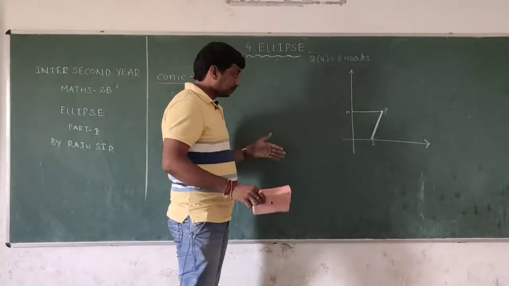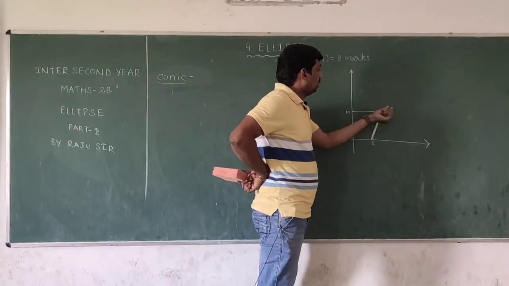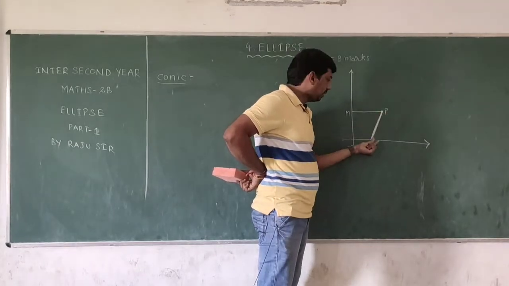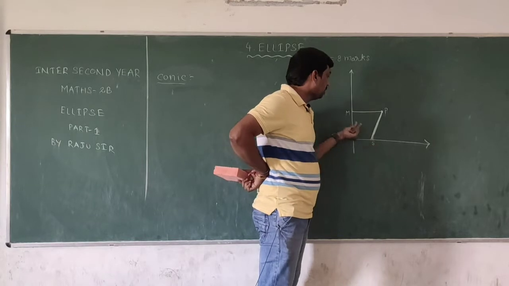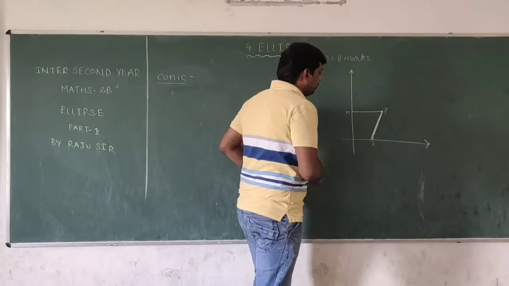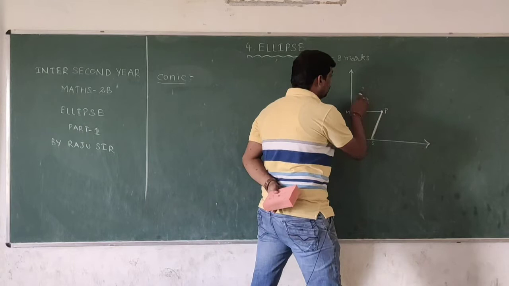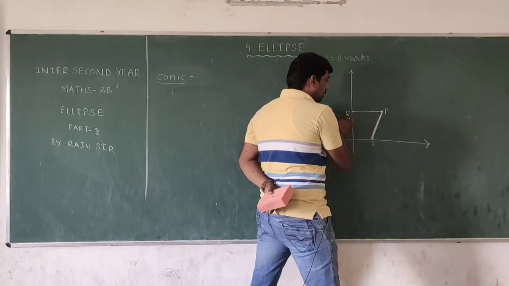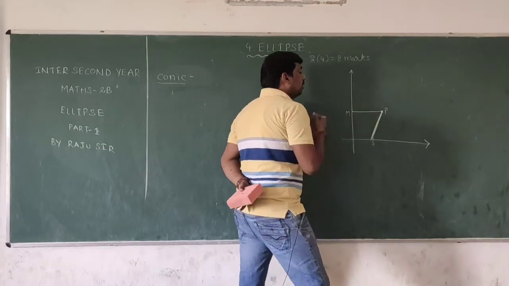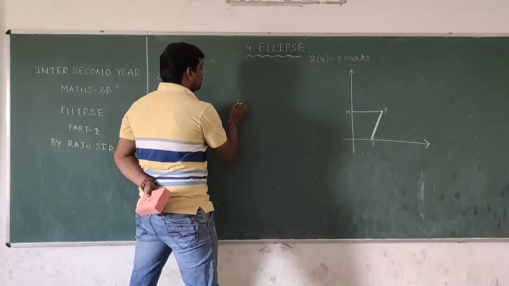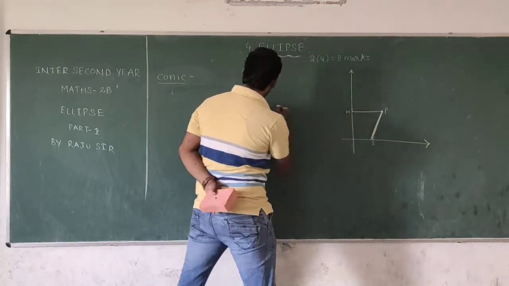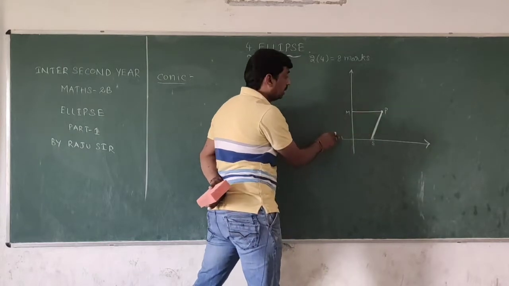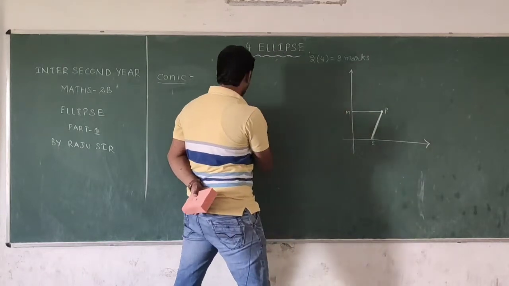Okay. Here the locus of that point we treat as P. That fixed point we treat as S. Next, the distance from point P to the fixed straight line, that perpendicular distance is PM. Then we can write the definition like this: the distance from S to P is SP. The perpendicular distance from point P to the fixed straight line is PM.